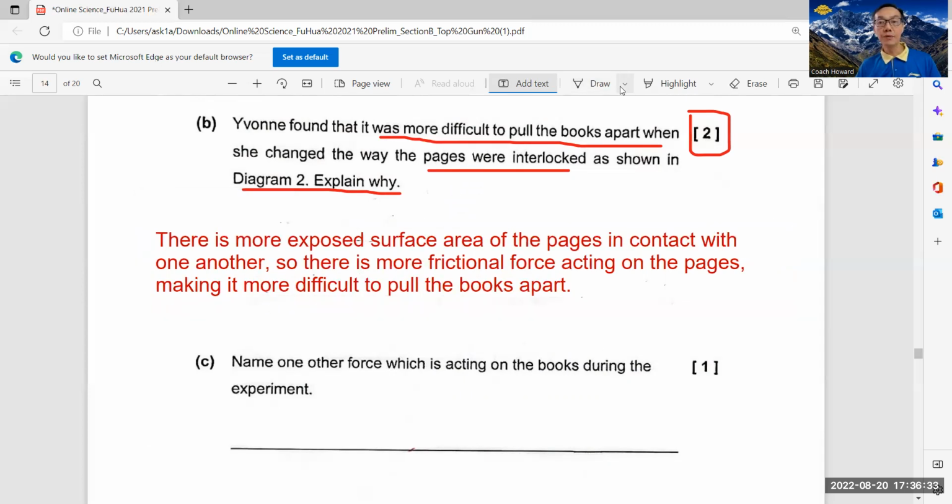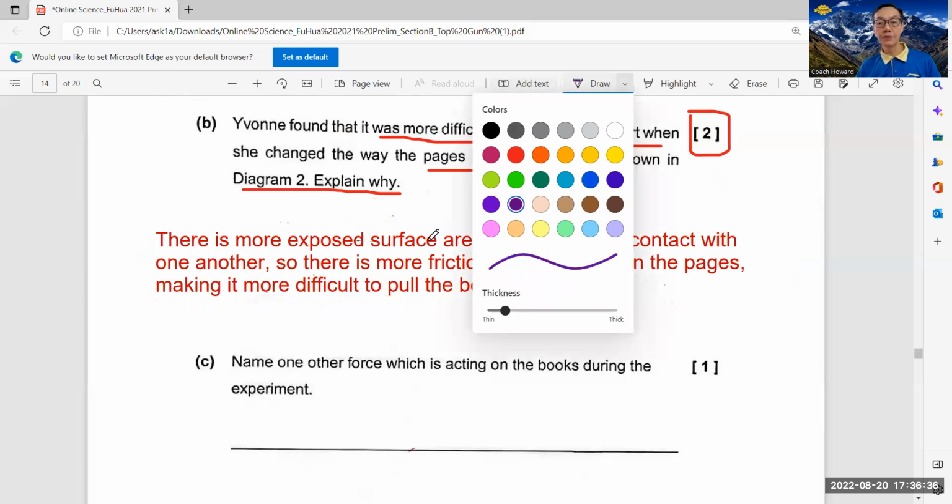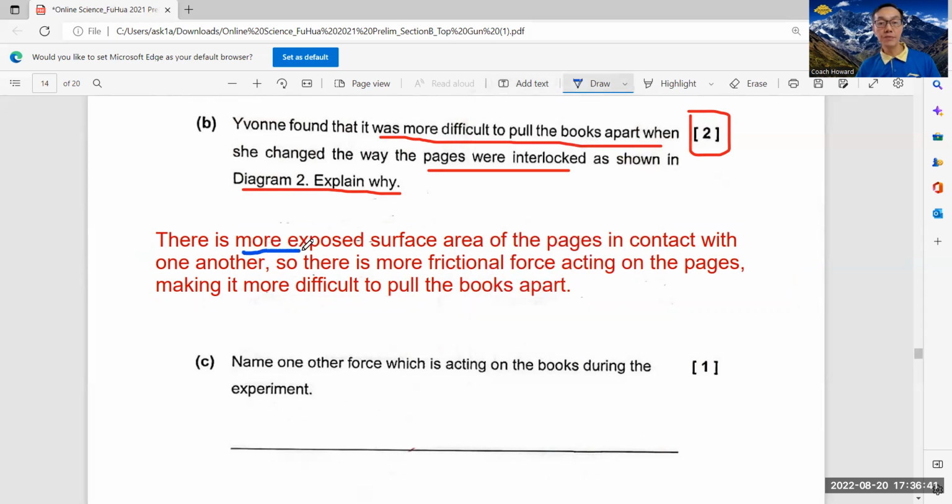Okay, so once again, what the examiner is looking for are these. I just highlight them to you. Number 1, you must mention this one: more exposed surface area in contact with what? With the pages. So the pages have more exposed surface area in contact with one another. Then more frictional force acting on the pages. So these 2 points, 1 mark each. More exposed surface area, 1 mark. Result in more frictional force, 1 mark.